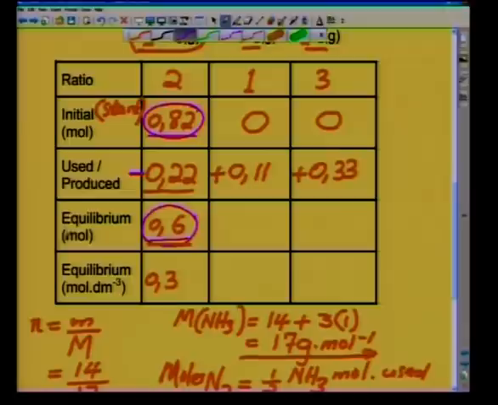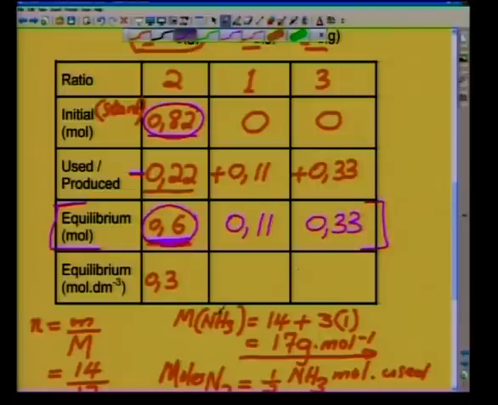So at equilibrium, which is the situation we are interested in, what is happening? Here we have already found out from the calculation, from the information given to us, that the number of moles of NH3 at equilibrium is 0.6. For this one, it will be 0 plus 0.11, 0.11. This one, 0 plus 0.33, it's going to be 0.33 moles.